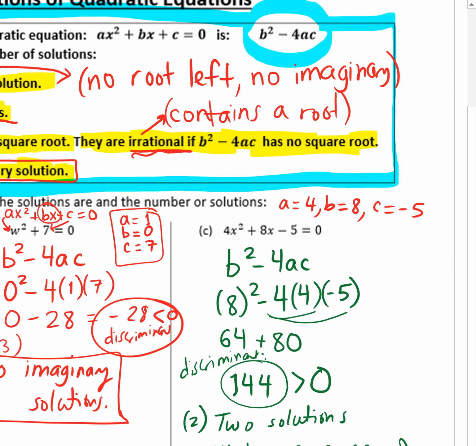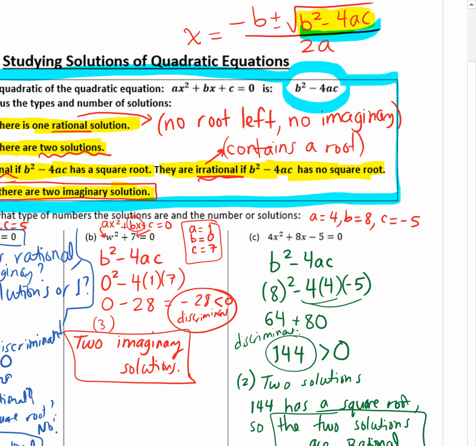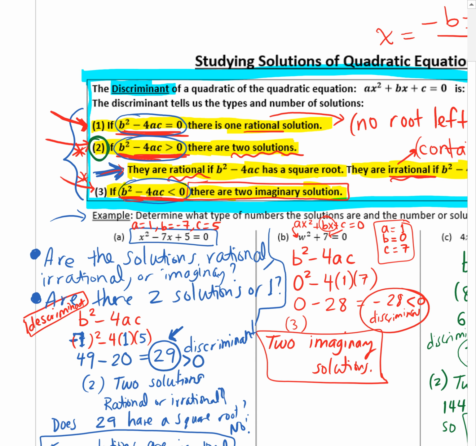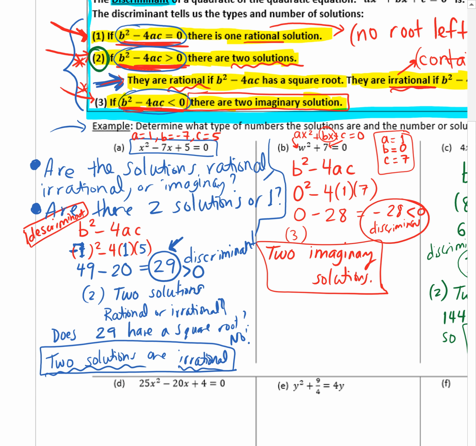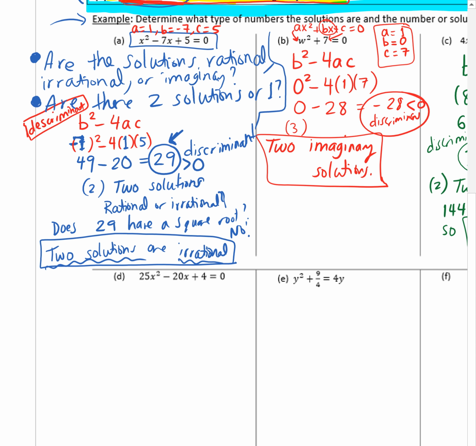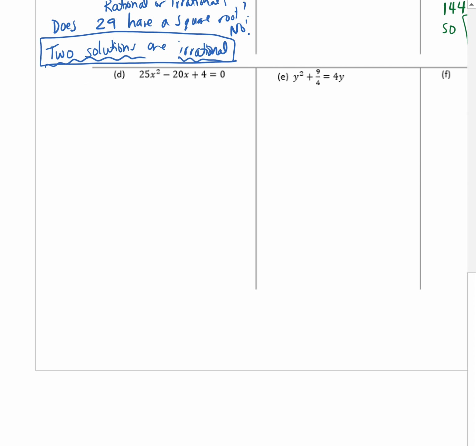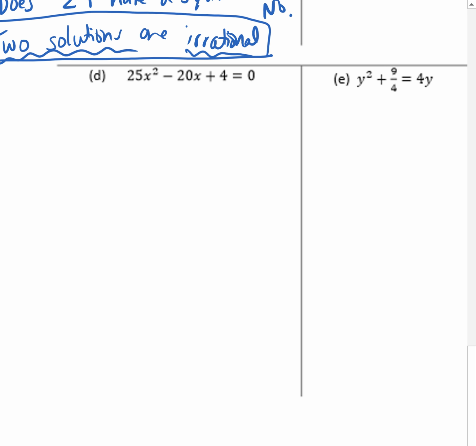All right. We got it. I think we're doing pretty good. This is really all there is to it. You're just looking at the discriminant and then saying, okay, which of those three categories in the box does it fall under? And then follow the directions there. Let's try part D. We got some big numbers here.